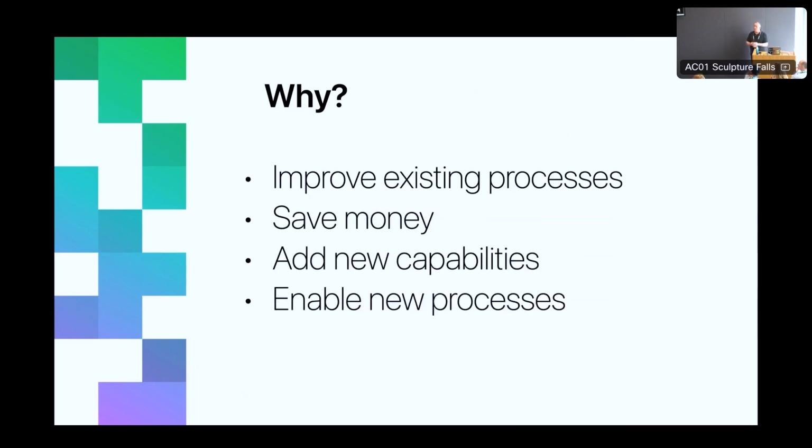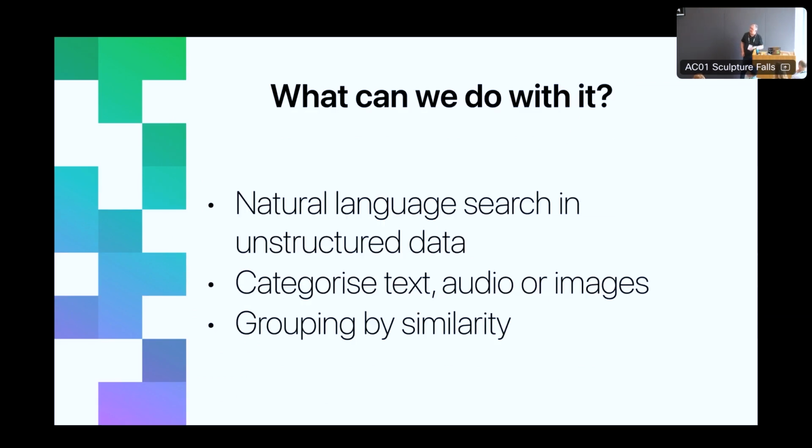So if you look at why do we want to do this? We can improve existing processes, save money, it can add new capabilities or enable new processes. And we can do this by doing natural language search on unstructured data. We can categorize text or images or group things by similarity.